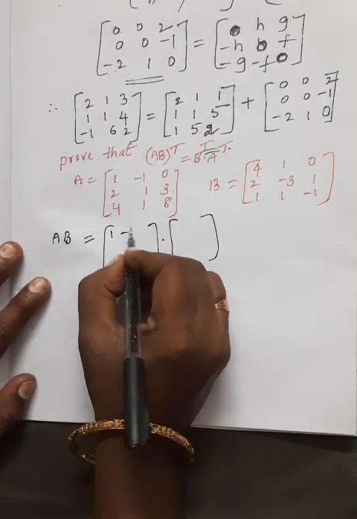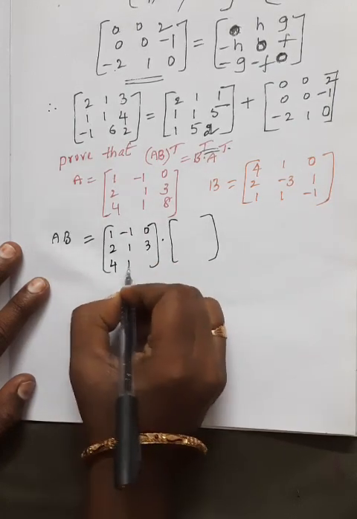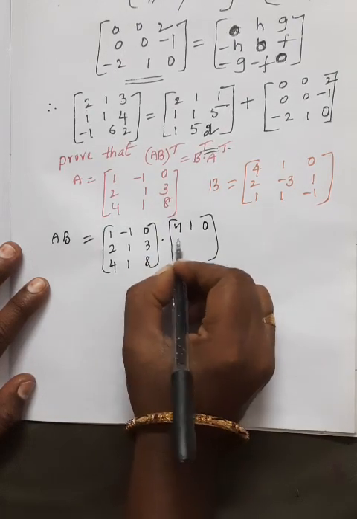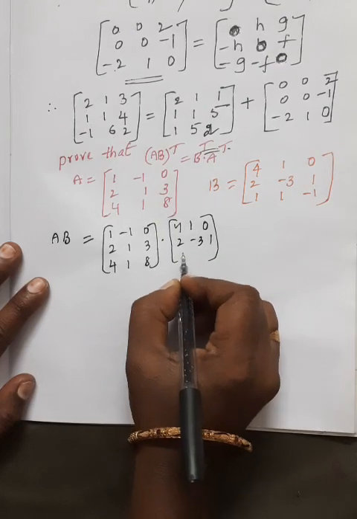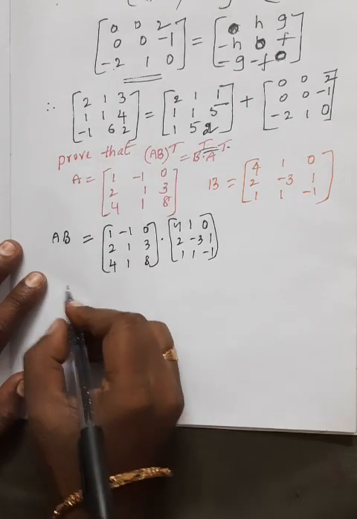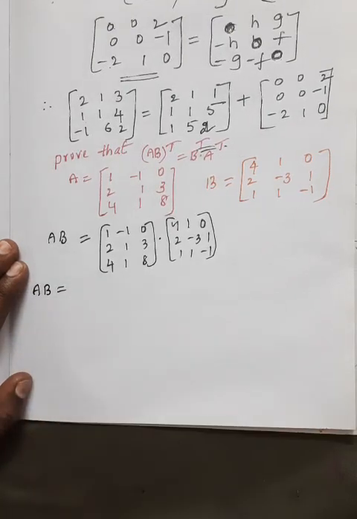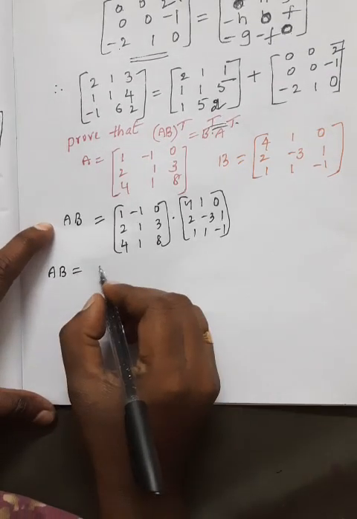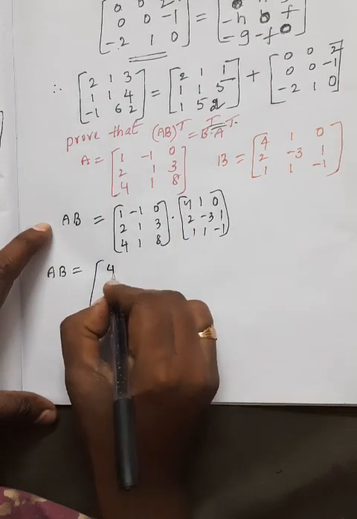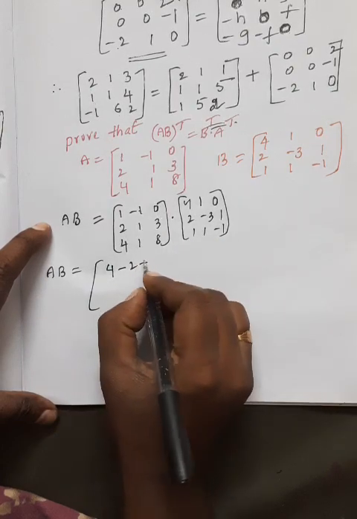So A is 1, minus 1, 0; 2, 1, 3; 4, 1, 8. Similarly B matrix is 4, 1, 0; 2, minus 3, 1; 1, 1, minus 1. Then we have to multiply first row with first column to get A into B. So here multiply first row with first column: 1 into 4 is 4, minus 1 into 2 is minus 2, 0 into 1 is 0.